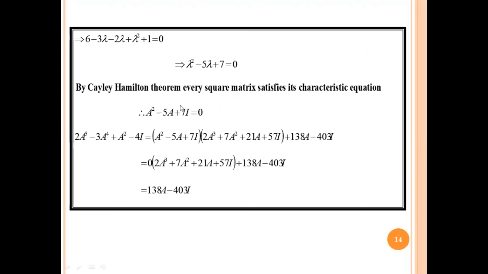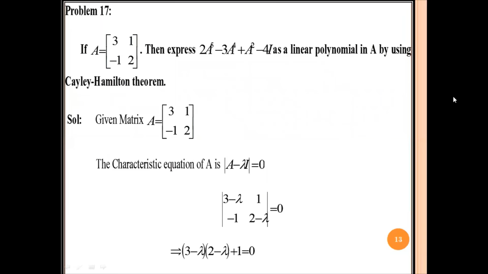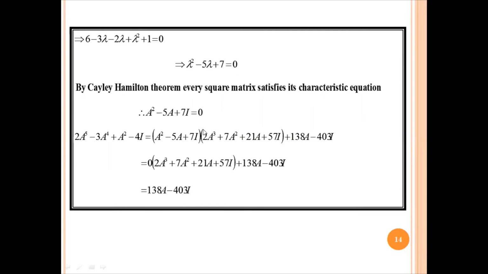Right? Now, next we want to prove which condition we have to prove. So this is a statement. This is a polynomial. We have to express this as a linear polynomial. Means we have to simplify this as much as possible, right? Using the Cayley-Hamilton theorem. So we got this condition. From that, we have to use this condition in this. Now, write down this polynomial expression otherwise.